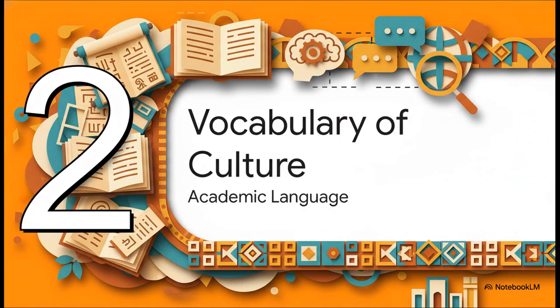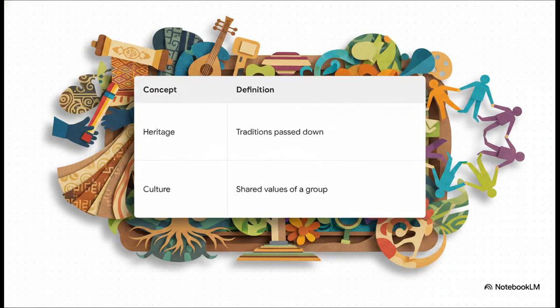Moving right along to Section 2, the vocabulary of culture, mastering the academic language. Okay, we have to master this vocabulary for the exam because, well, you can't analyze what you can't articulate. First up, the text clearly distinguishes between heritage and culture. Heritage is historical. It's the traditions, customs, and practices passed from generation to generation. Think of it like a relay baton being handed down.